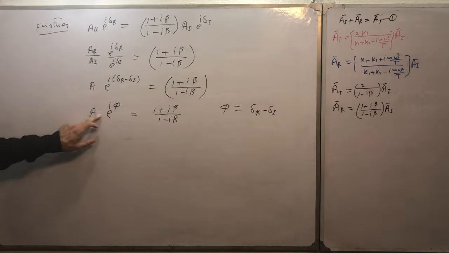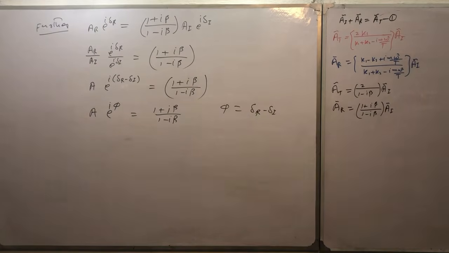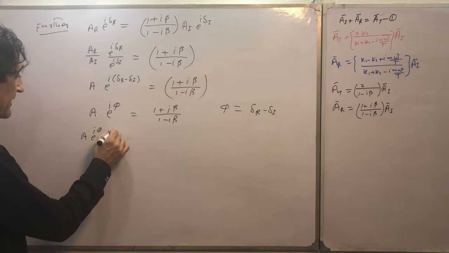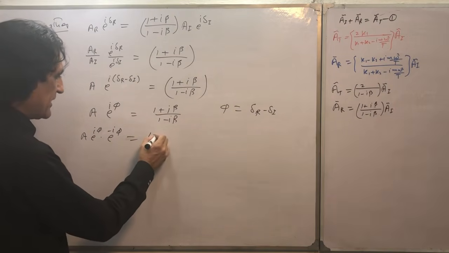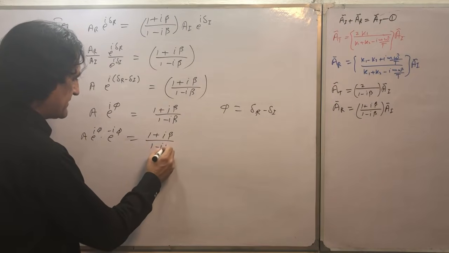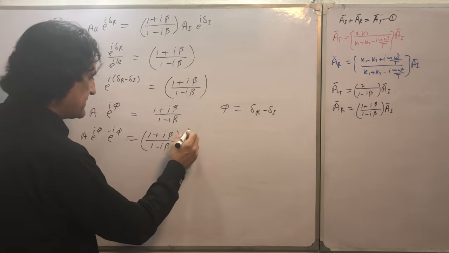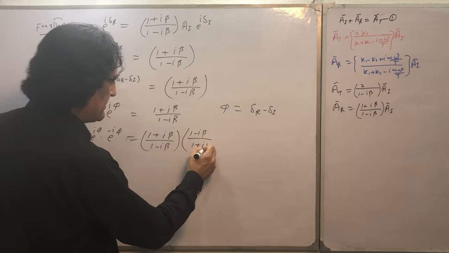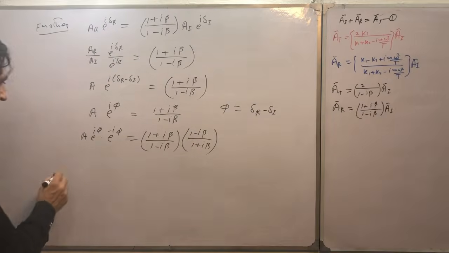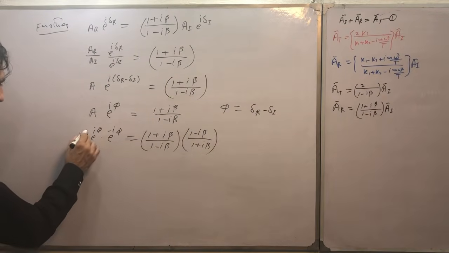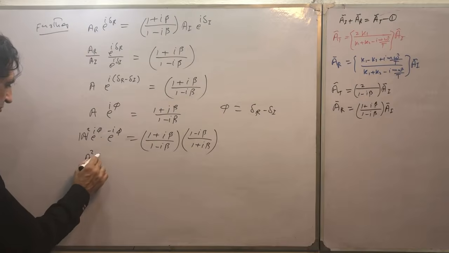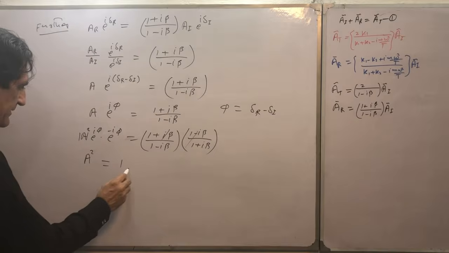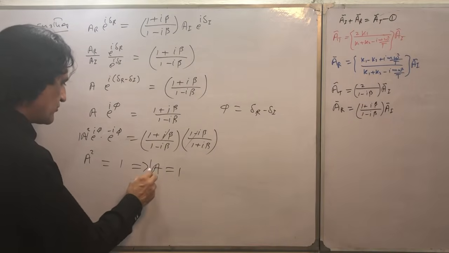Now I'm looking for this A, such as A e to the power iota phi and e to the power minus iota phi. Then 1 plus iota beta, 1 minus iota beta, and the conjugate of this will be equal to 1 minus iota beta, 1 plus iota beta. Then this will cancel out, and this will be A square. And this A square is equal to 1. It means that A will be equal to 1.